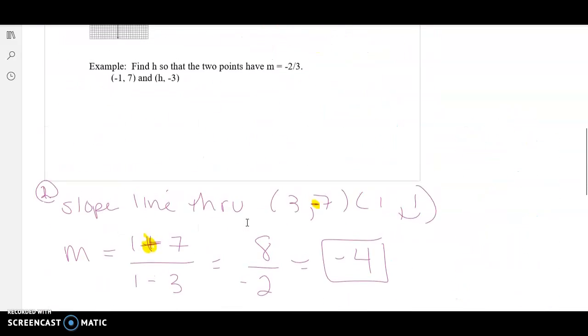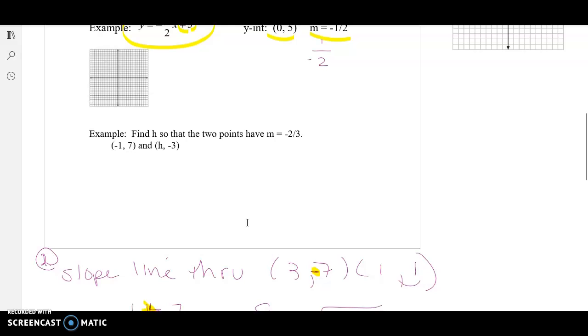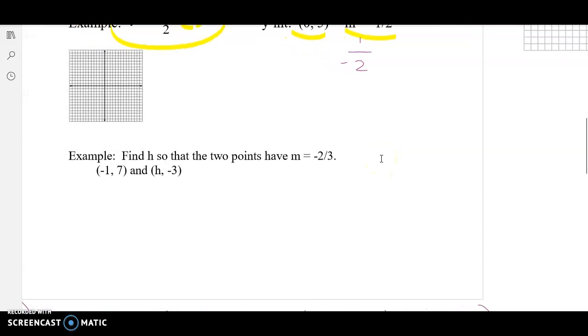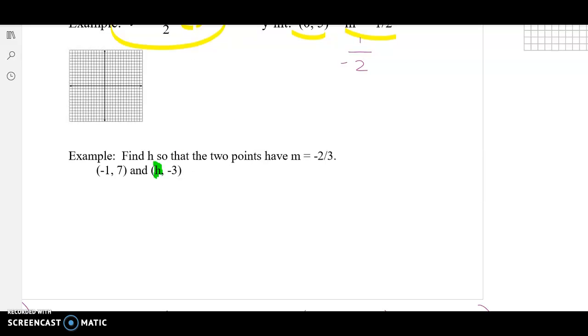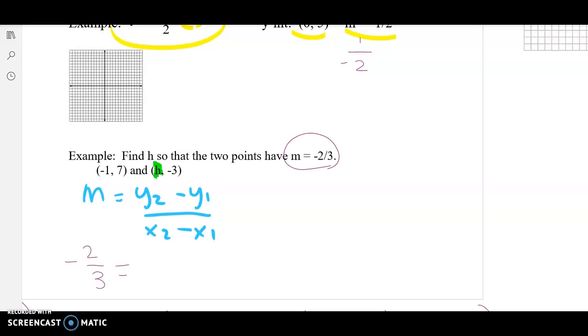All right, and last thing we are going to do, we're going to think about this one. Find h so that the 2 points have a slope of -2/3. So you are missing a piece of information here. You're missing h, so we're going to use the slope formula to set this up. So m equals y2 minus y1 over x2 minus x1. Fill in what you know. So -2/3 equals -3 minus 7 over h plus 1. This was negative, so it has to be plus here.